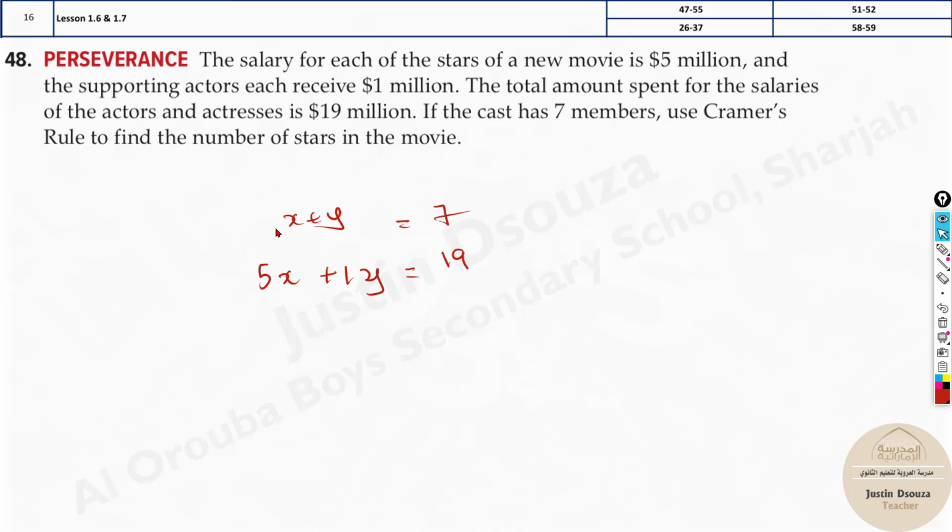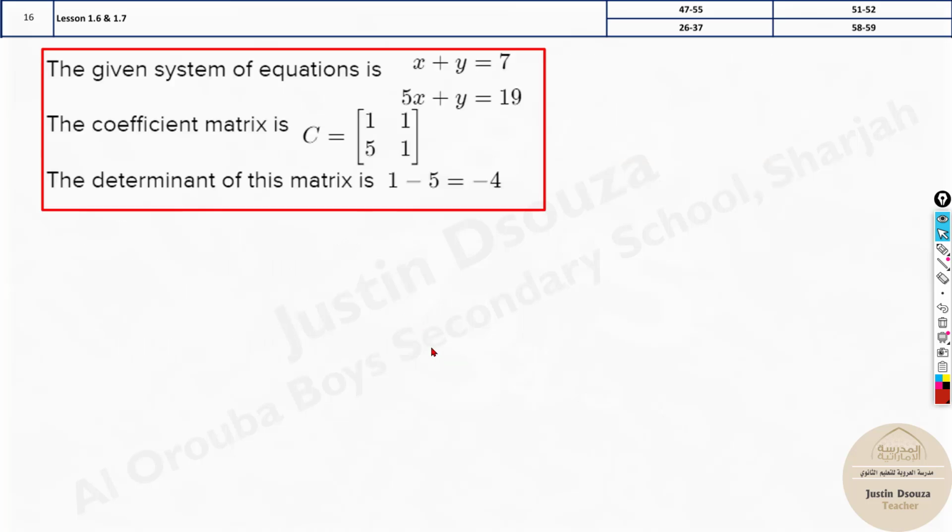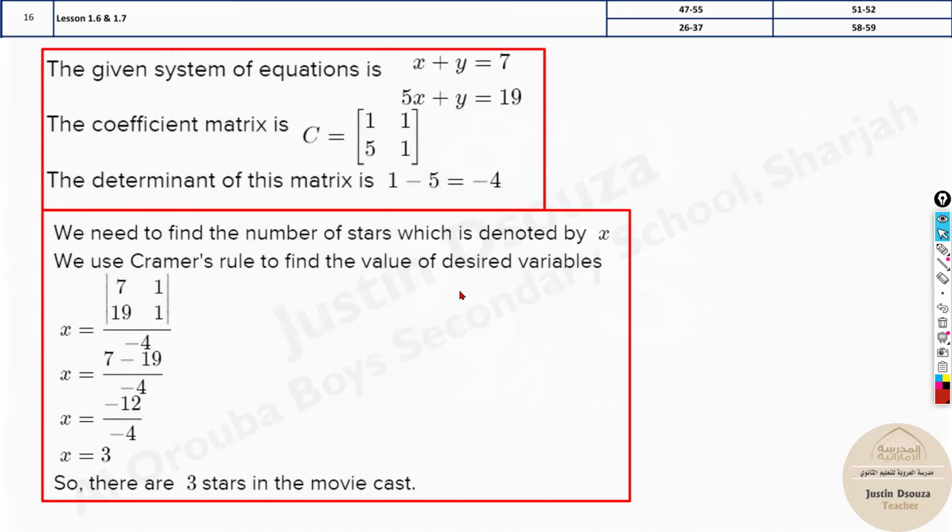Just now we did, right? Cramer's rule, write the coefficients 1, 1, 5, 1. And then over here 7 and 19. See, these are the two equations. And then over here write the coefficient matrix. See, 1, 1, 5, 1, 7 and 19. And then you need to swap. Instead of 1 and 5, write 7 and 19. And then you find how many actors are there.